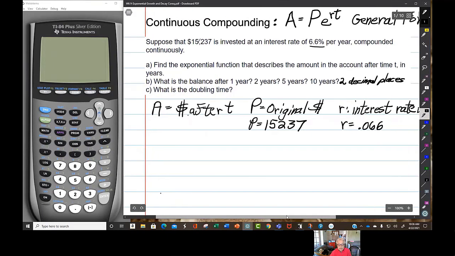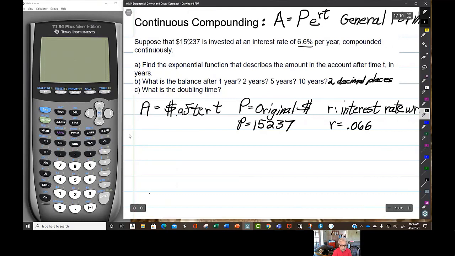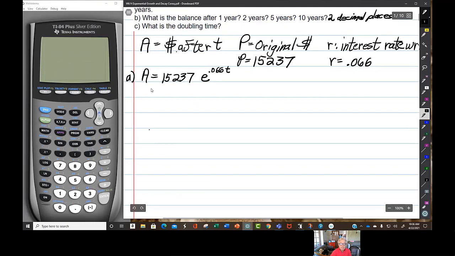So what we're going to do now is find the specific formula. Put the A here. Okay, we're going to have A equals P, 15,237 times E raised to the power 0.066 T. This is going to be our formula that we're going to be using for parts B and C. A equals 15,237 times E raised to the 0.066 T power.